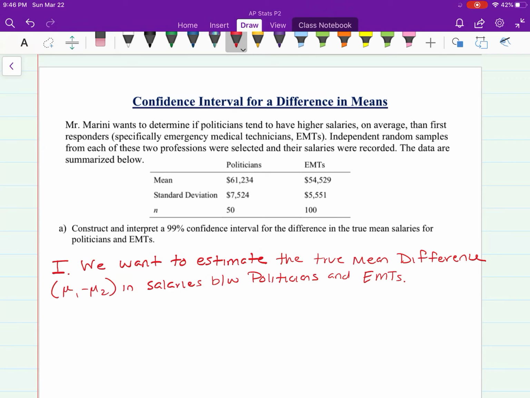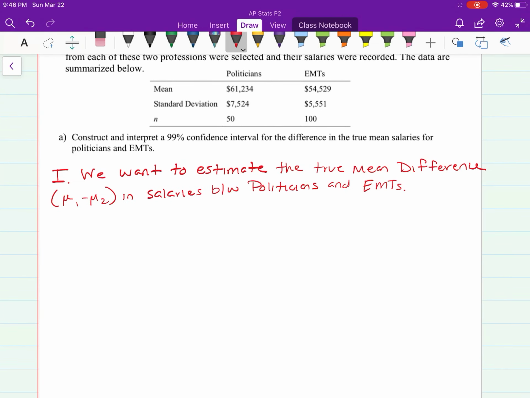You're probably wondering if you need to subtract them in any specific order, or should you make sure you're doing biggest number minus smallest number. There's no rule. It really doesn't matter. This is how I'm doing this question. And I'm going to go ahead and write down that mu1 is the true mean salary for all politicians, and therefore mu2 is the true mean salary for all EMTs.